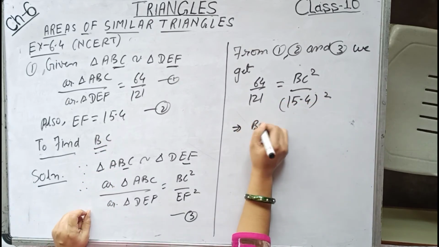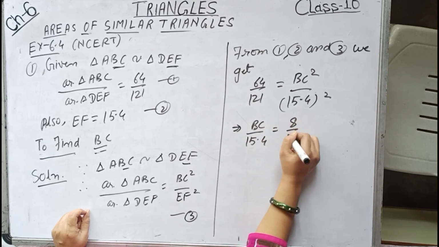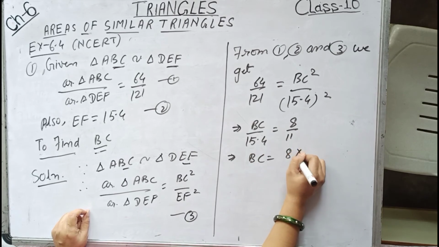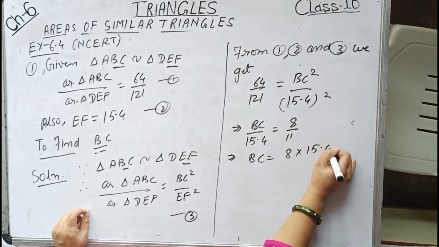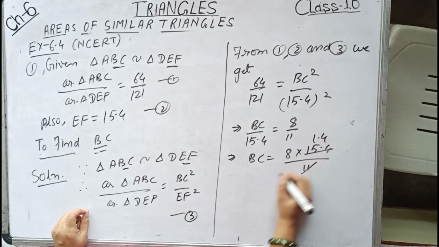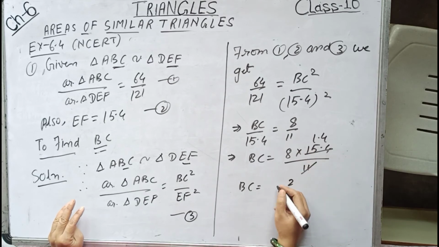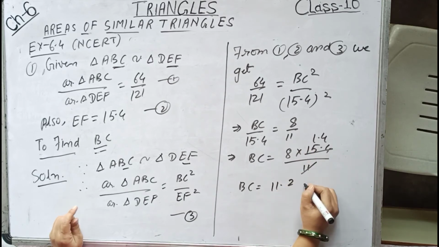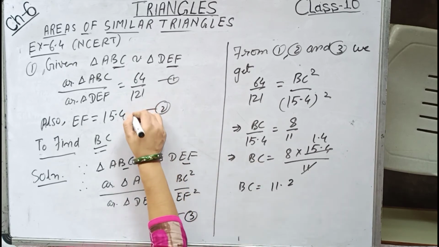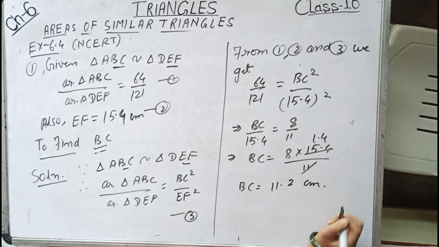So this implies BC by 15.4 equals 8 by 11. This implies BC equals 8 into 15.4 by 11. 11 4 ja 44, 11 1 ja 11, so BC equals 11.2, something given, this one is centimeter. So 11.2 centimeter.